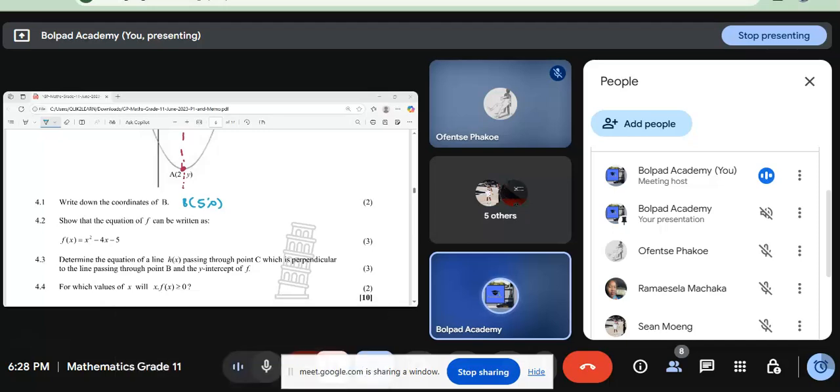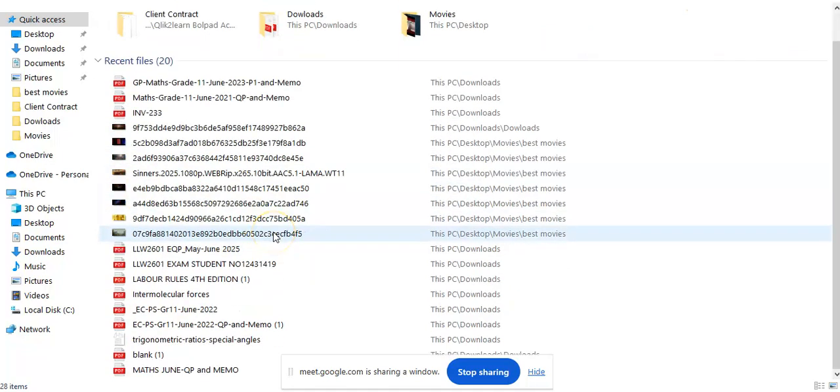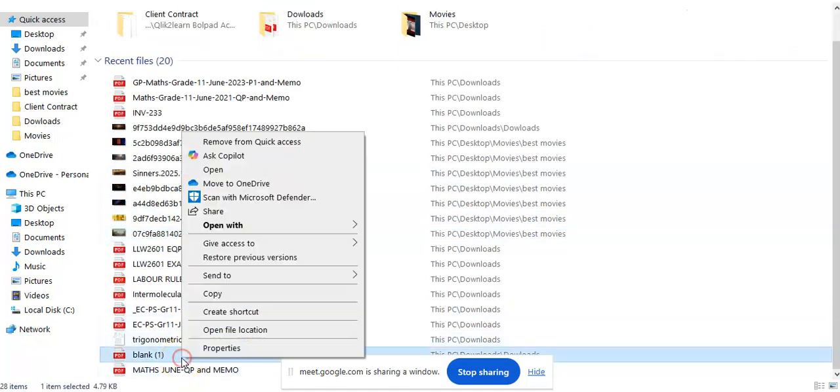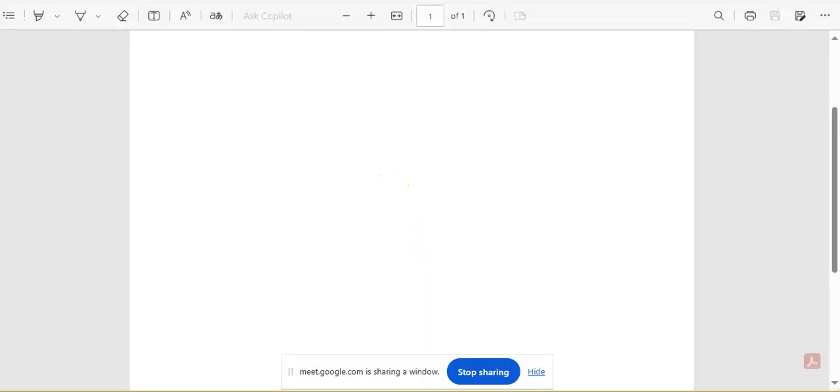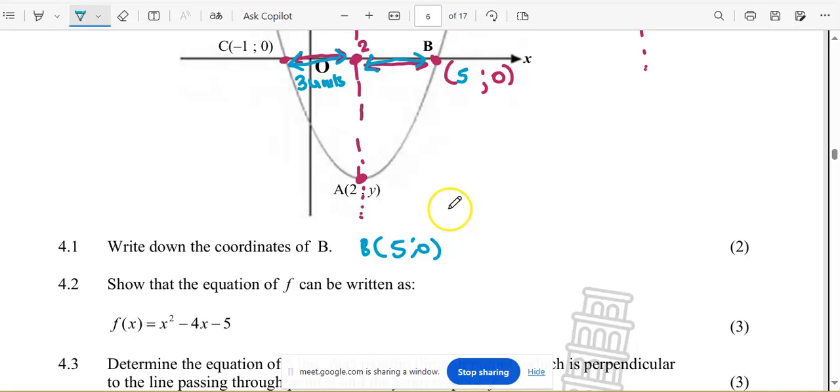Guys, I'm going to open a blank page so we can answer the next question. Right, so on the next one, let's go back to the question paper. They say you must show that the equation of f can be written in the form x squared minus 4x minus 5. So guys, when you have something like this, remember that you check what you are given.